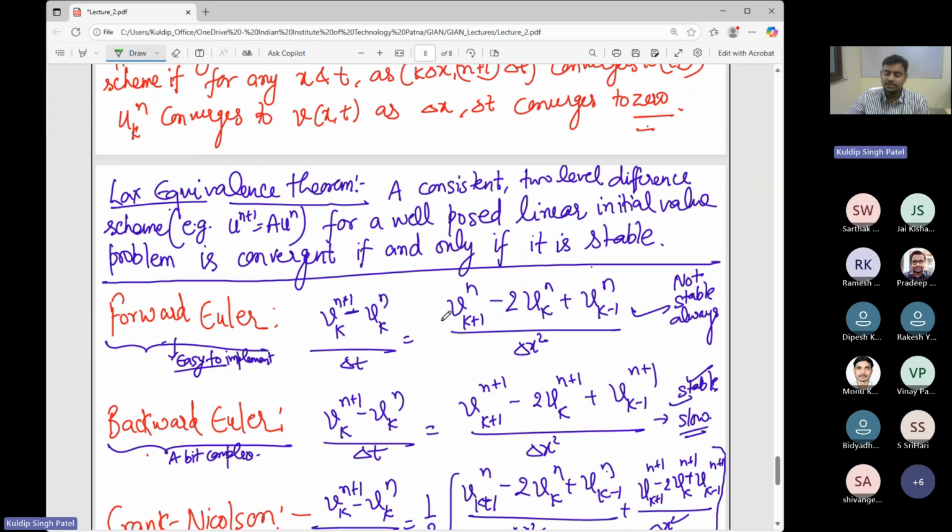Then we did the Lax equivalence theorem, which says that if you have a consistent and stable scheme, no need to worry about convergence, under certain conditions such as that it is a two-level scheme. But still, it guarantees that no need to worry about convergence. All good till here?